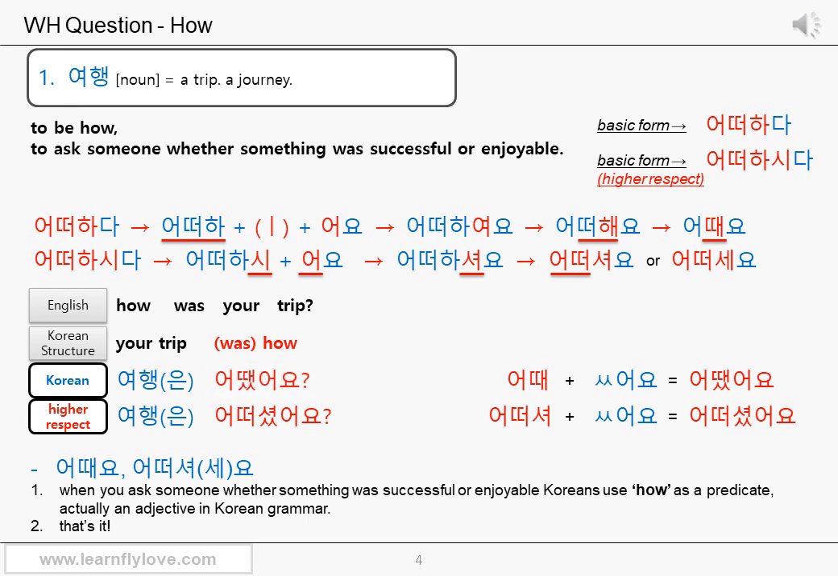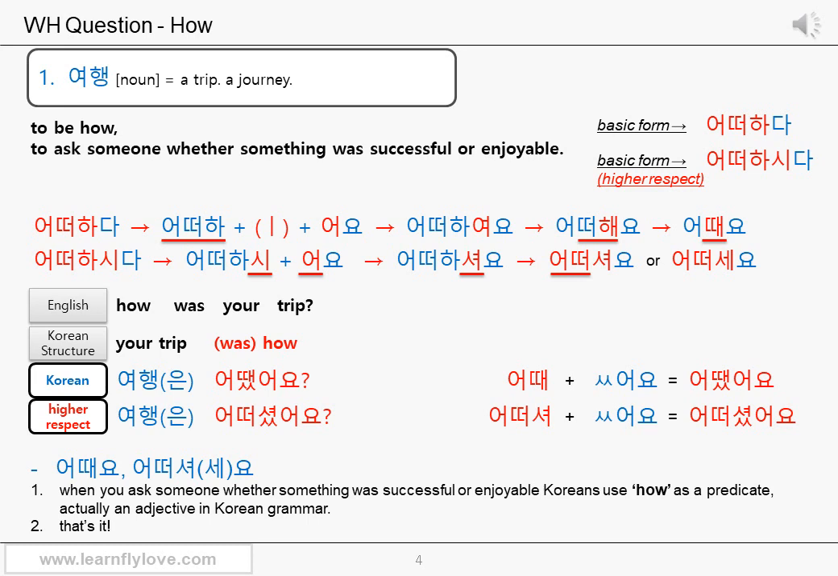How? 어때요? 어때요 is the present simple form of how as a predicate. 어땠어요? 어땠어요 should be the past form then. 여행 어땠어요? 여행은 어땠어요? How was your trip? Now you can make any sentence using 어때요, right? Let's learn more about it together, don't worry. How about the higher respect form? The higher respect form of 어때요 is 어떠셔요 or 어떠세요.